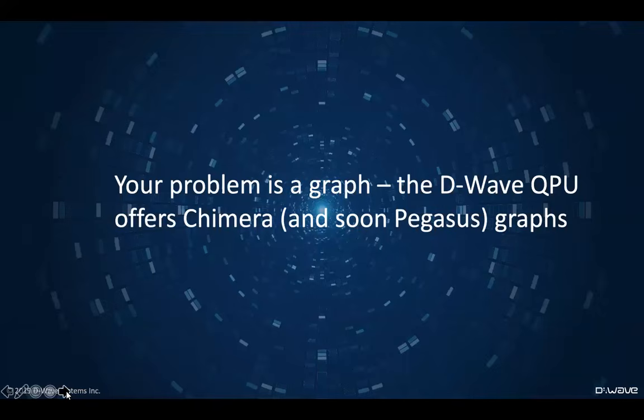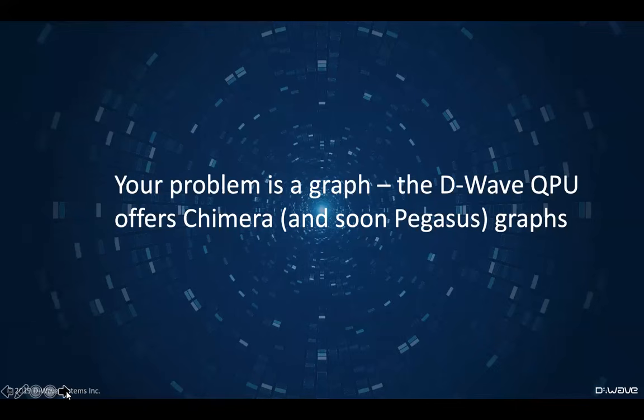Now, in order to understand what embedding is, we need to talk about basically that your problem is a graph. In other words, you can picture it that you have selected particular qubits, if you will, particular things that could be either up or down, spins, atoms, photons, whatever they are.